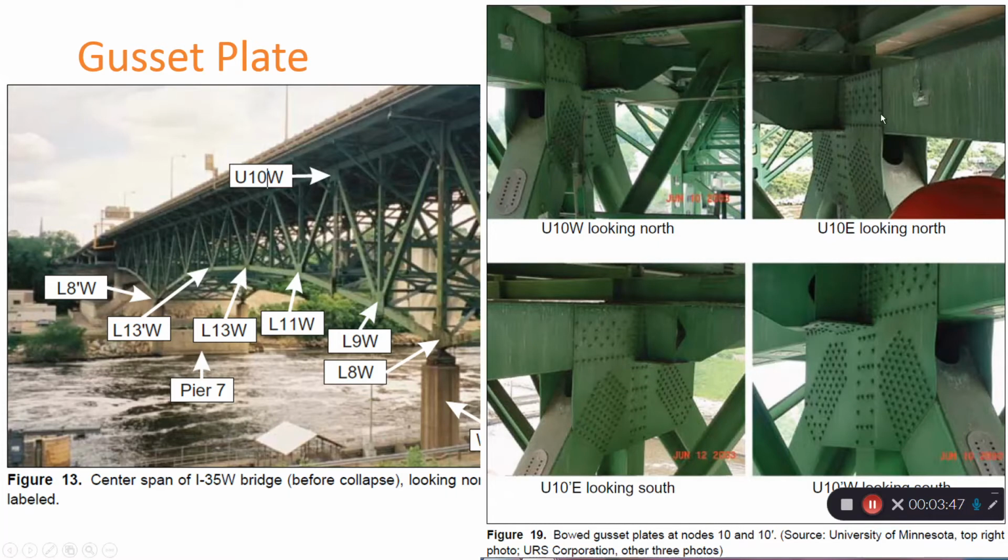As you can see, those pictures are from the annual inspection report. Especially the one on the upper right shows that the gusset plate had already bowed even before the collapse. That's a sign of yielding, meaning that the gusset plate had already yielded even before the collapse.